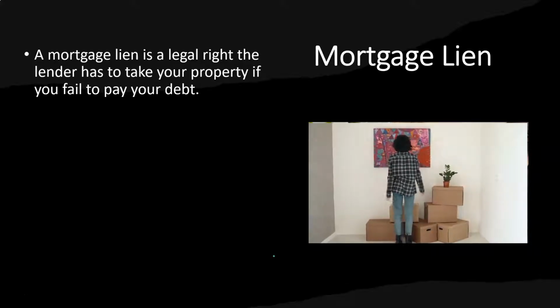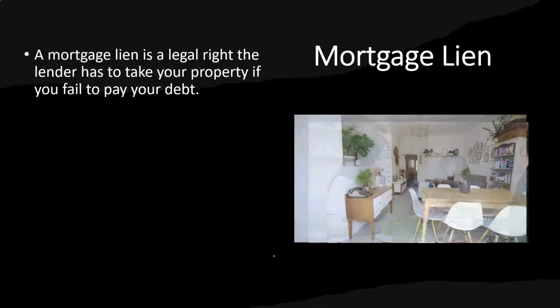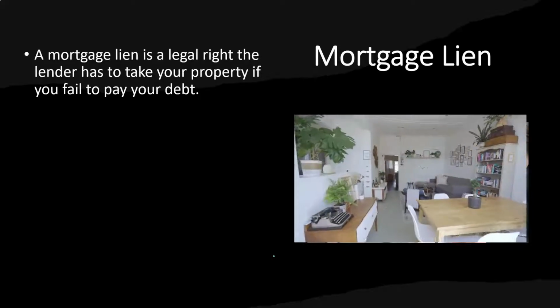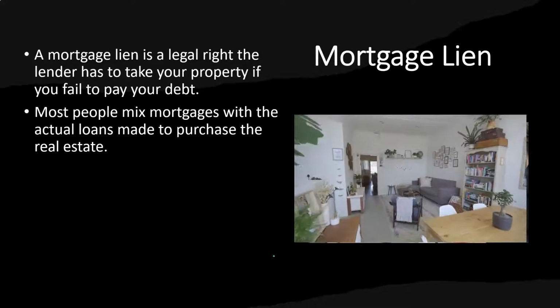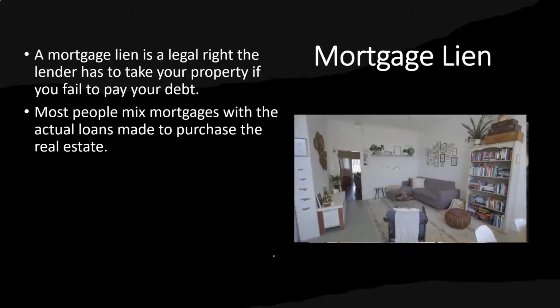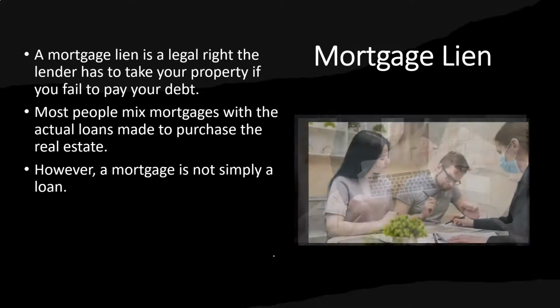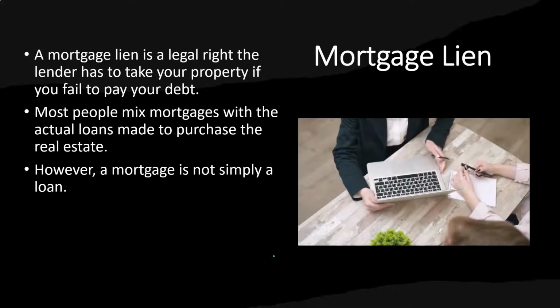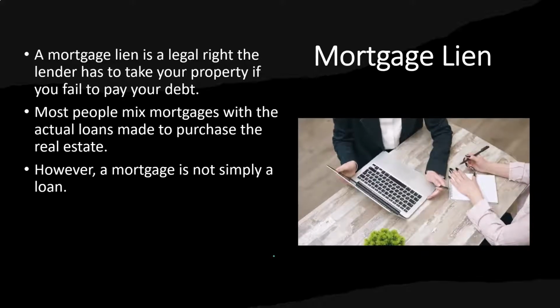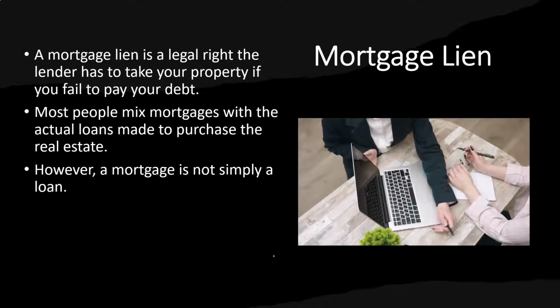So once again, a mortgage lien is a legal right. The lender has to take your property if you fail to pay your debt. Most people mix mortgages with the actual loans made to purchase the real estate. However, a mortgage is not simply a loan. So again, there's that difference between the loan itself and the mortgage.